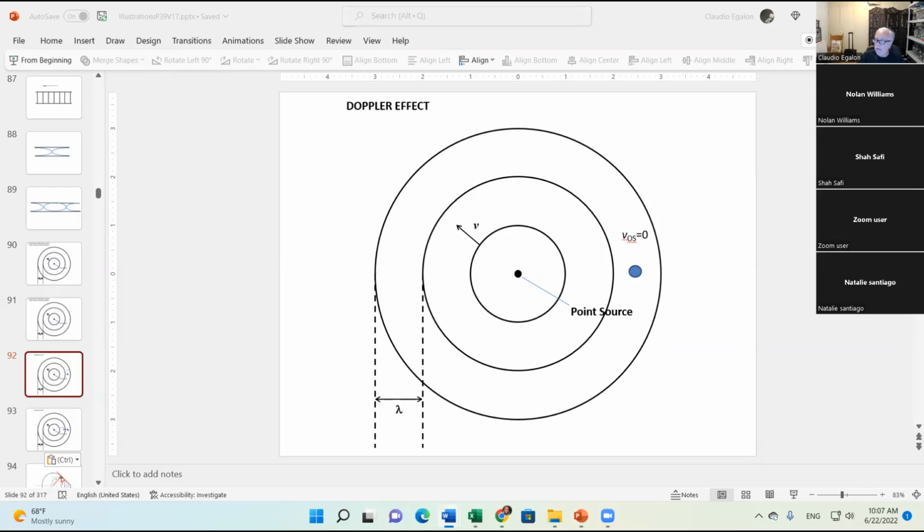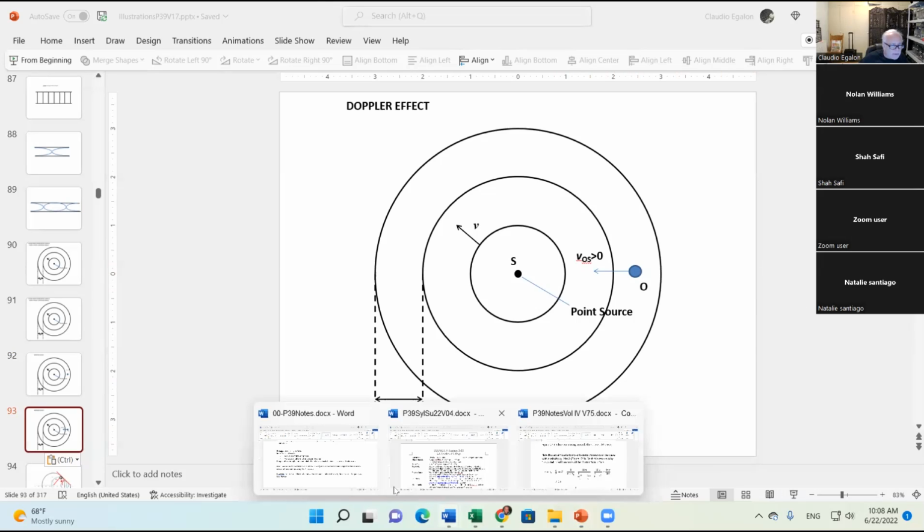Now, what if the observer starts to move towards the source of the wave? If you start to move towards the source of the wave, there will be a new period for this wave. The wavelength is going to remain the same, right? But what about the period?